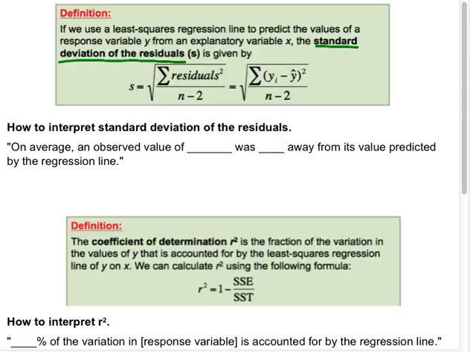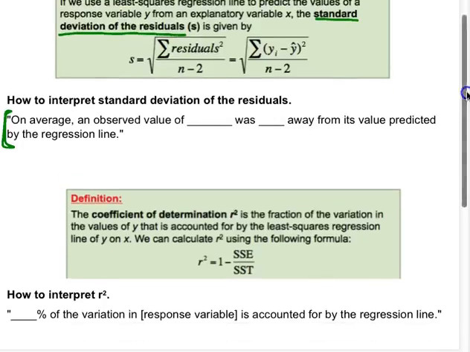And the general way that we do this, the standard deviation of the residuals, what it means is on average, it is how far the observed values are away from the predicted values. So that's what the standard deviation of the residuals is measuring. It's measuring the spread of the residuals. So basically, on average, how far are your observed points away from the predicted points?